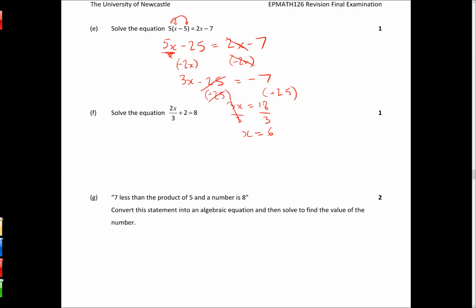And taking up all the room for the next question. We'll leave more room in the final exam than the revision final.